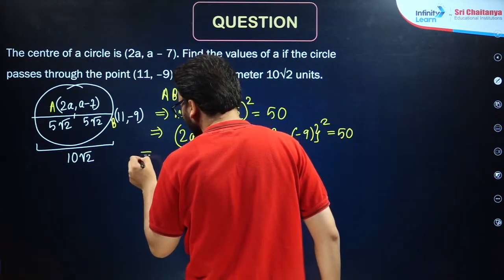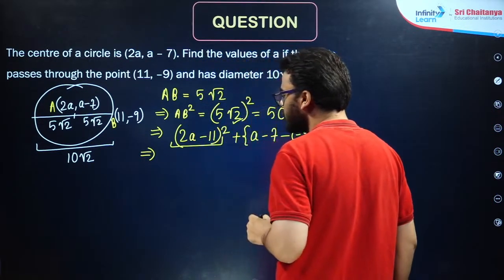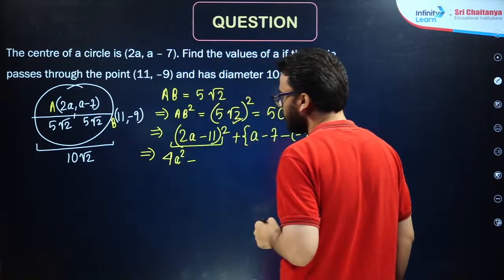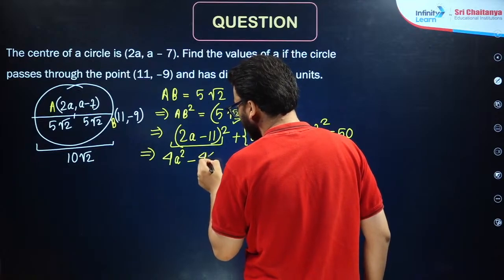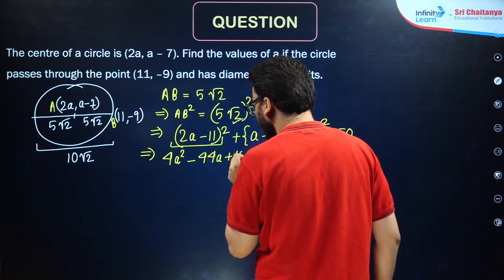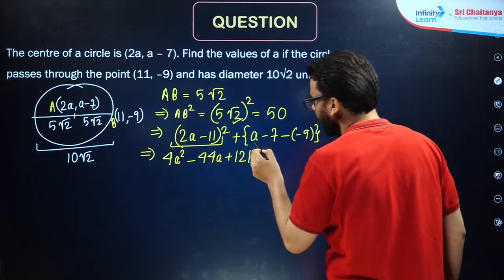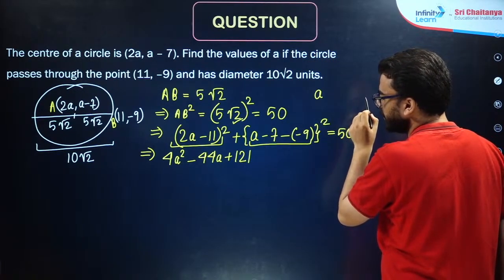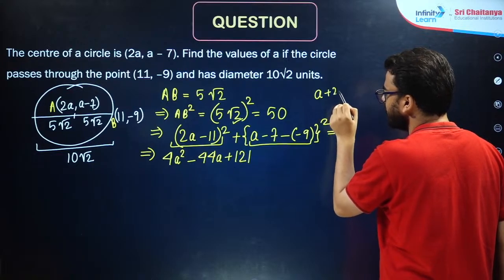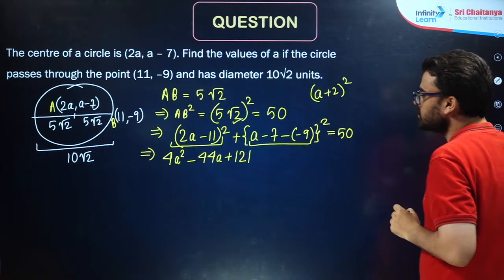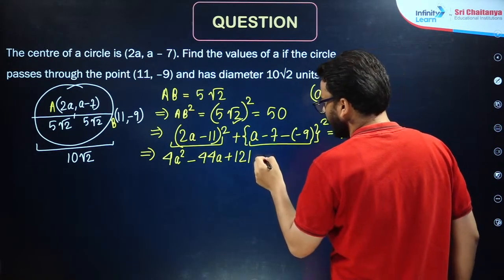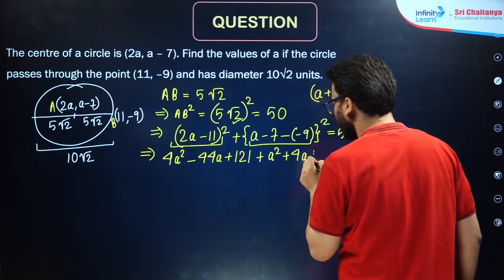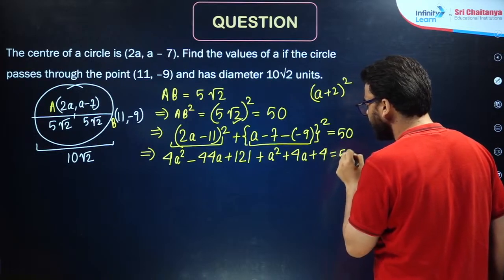So let's do this over here. You can use the a minus b the whole square identity. You'll get 4a square minus 44a plus 121. 11 square is 121. And in this case, you will get a minus 7 plus 9, that is a plus 2 the whole square. So that will be equal to a square plus 4a plus 4, and that is equal to 50. You have to simplify that.